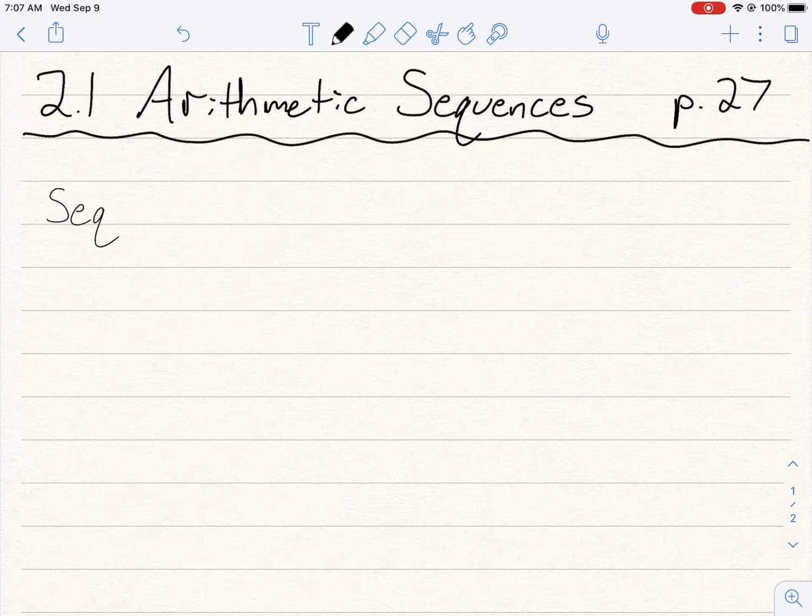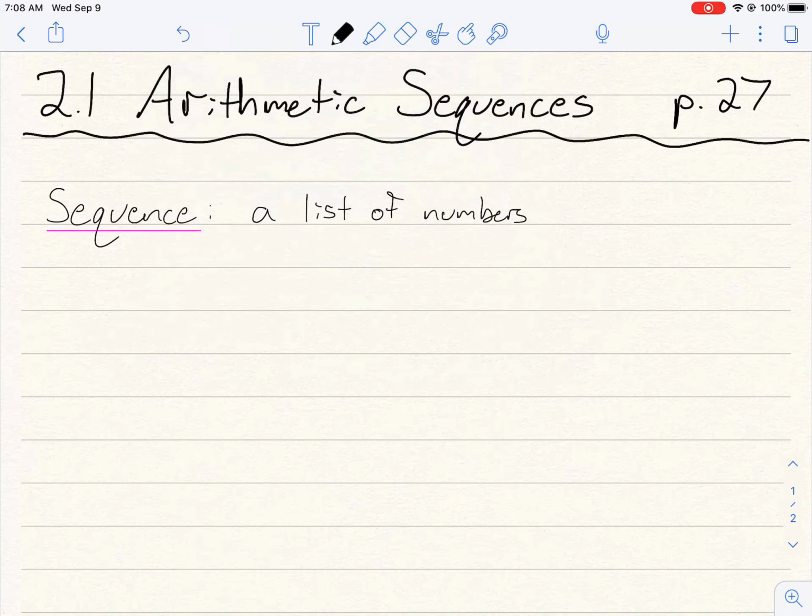So a sequence is just a list of numbers. And it could be any old list of numbers. It doesn't have to be anything specific. So a sequence can just be any list of numbers.